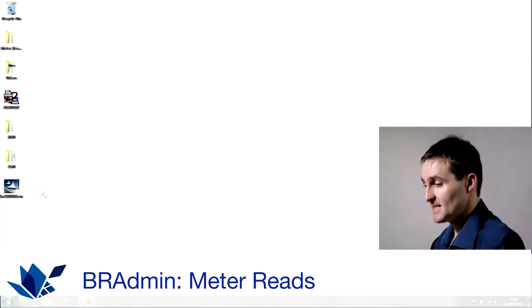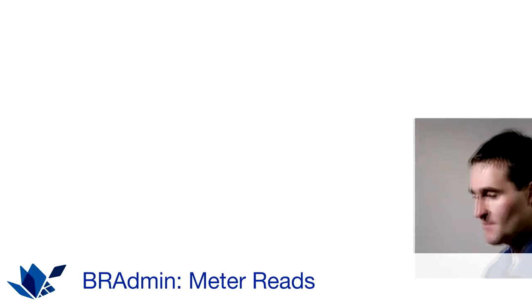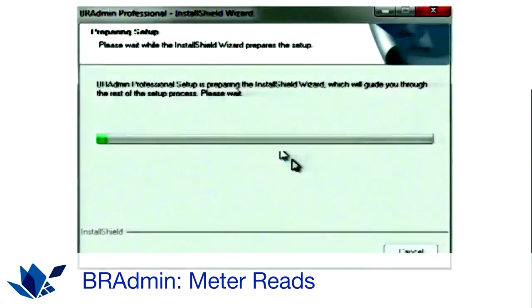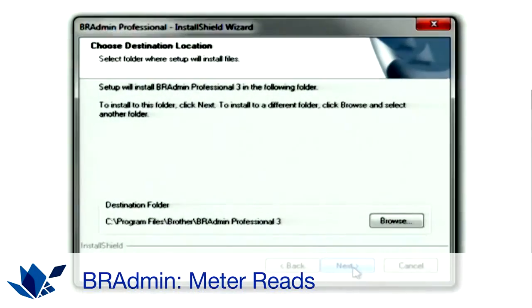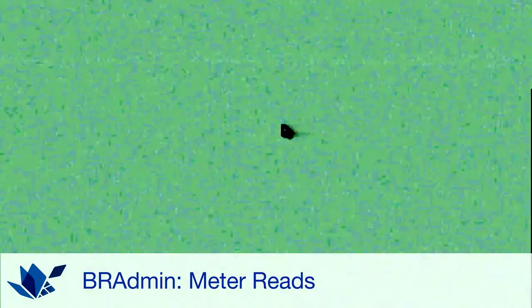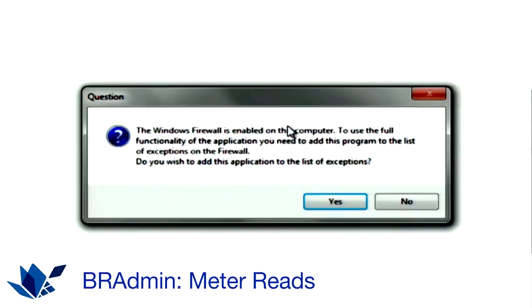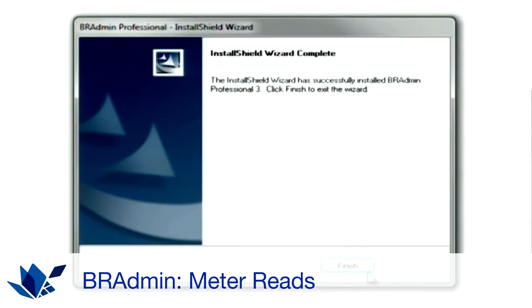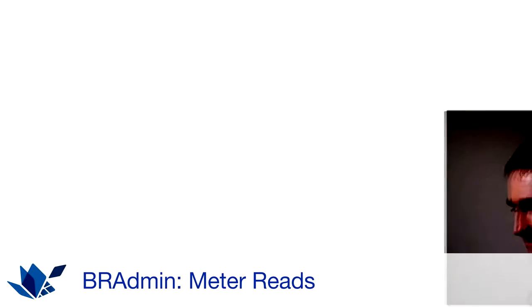So now what I want to do is install BRAdmin. Here I've already downloaded it from the Brother Online Solutions Centre to my desktop. I double click the icon and go through the standard wizard, clicking yes, next. In a moment it's going to ask me to add BRAdmin to the firewall exceptions list. It's important here that you click yes and then go through the rest of the wizard and finish it.